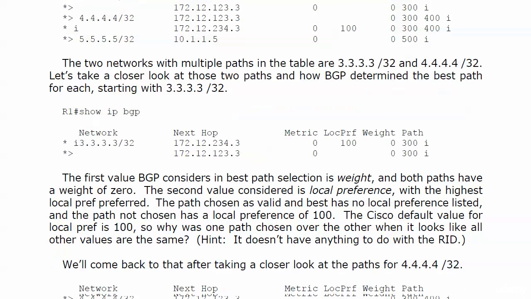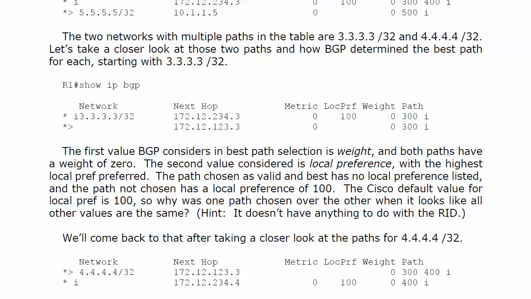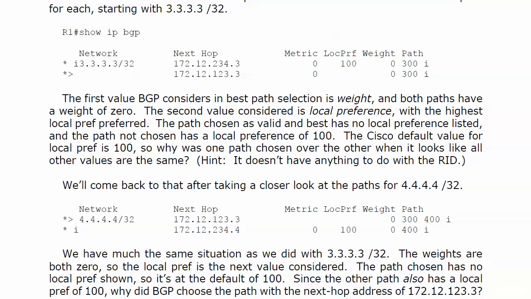We'll come back to that, as a famous detective used to say, after taking a closer look at the paths for router 4's loopback. And we really have the same situation. The weights are both 0, so we know the highest local preference is the next value considered. That's what we're looking for. The path chosen, again, has no local pref shown, so it's at the default of 100.